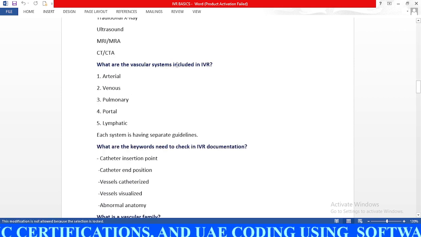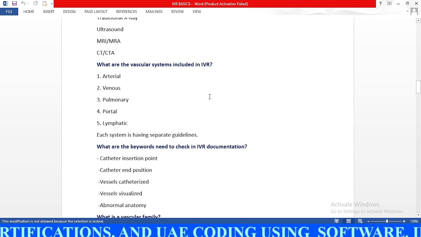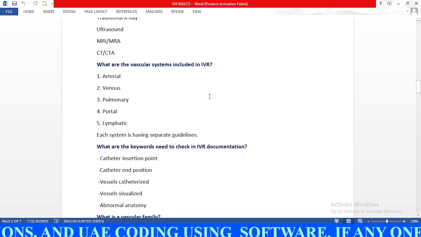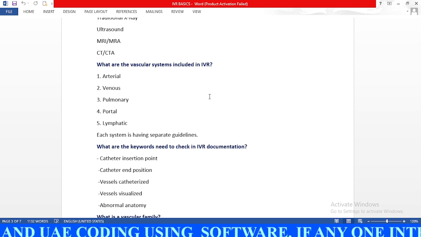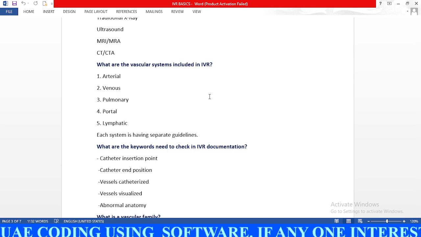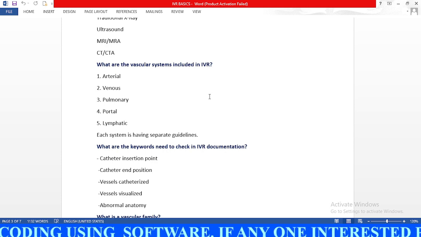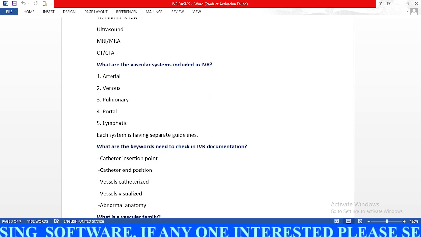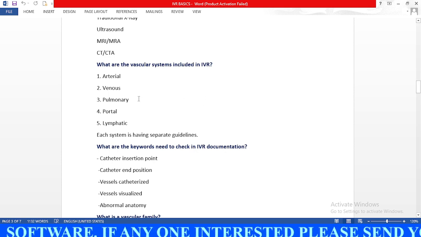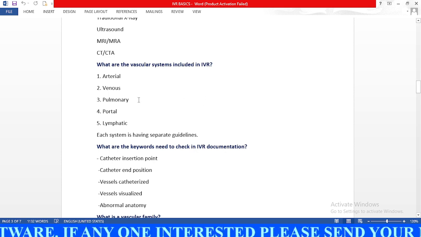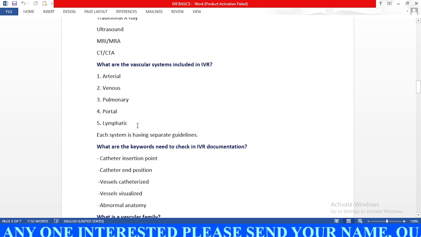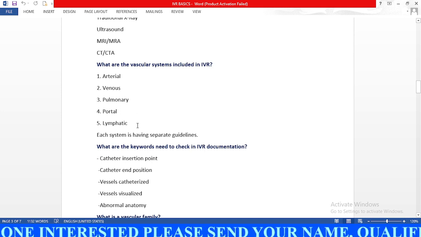So what are the vascular systems included in IVR? Basically we have 5 vascular systems included in IVR, which are arterial, venous, otherwise veins, pulmonary system, portal and lymphatics. Arterial and veins are related to the cardiovascular system, pulmonary is related to the pulmonary system, portal is related to the gastrointestinal system, and lymphatics are related to everywhere.